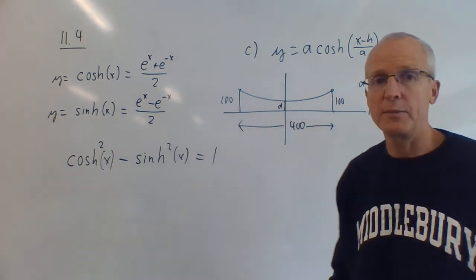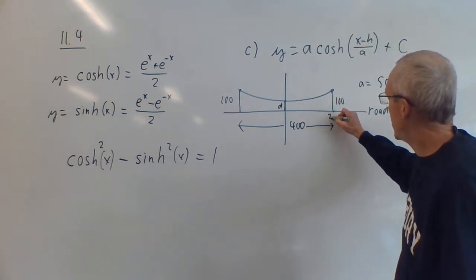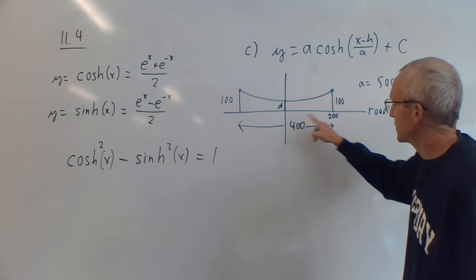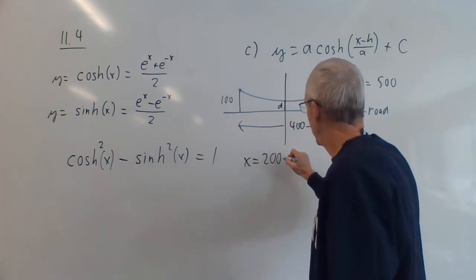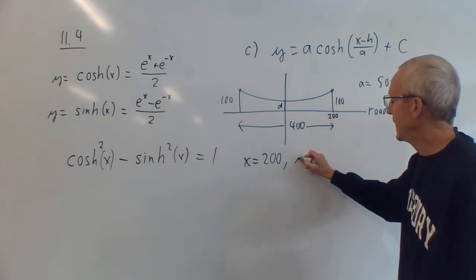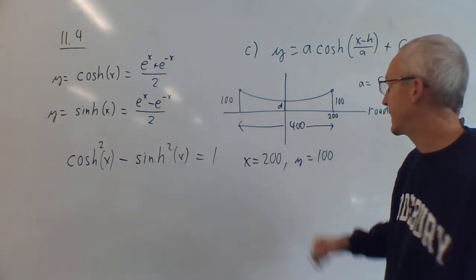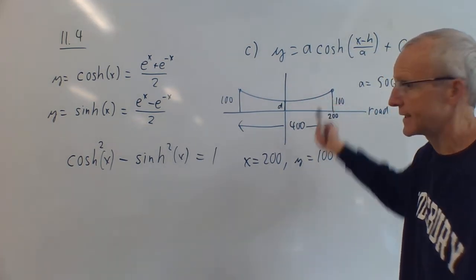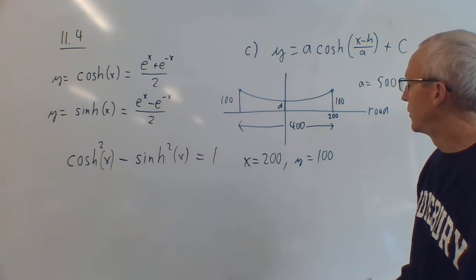So what we do is use a point that we do know. Like for instance, we know that when x is 200, x is 200 here, negative 200 here, then the height y is the tower. Y is 100. We know that at 200, the height is 100 because that's the height of the tower. So we can plug those numbers in to figure out what C is.